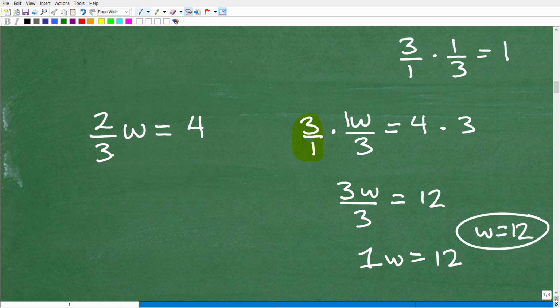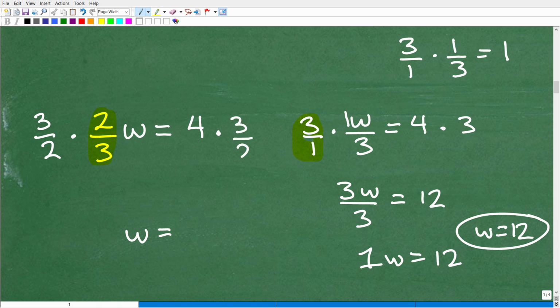So how can I solve for W? How can I get W by itself? Well, the trick is, if you have this fraction right there, you might be saying, I want to multiply. Yes, you have to multiply because this is kind of division. But when you see a fraction as the coefficient, by the way, the number in front of the variable, just flip it upside down, so it's 3 over 2, and multiply. So you do have to remember that.